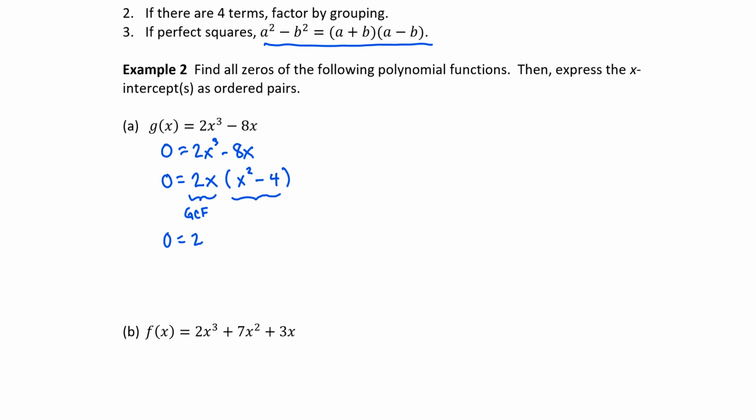Now, I don't want to lose this little monomial term. I'm going to carry that along until I'm done factoring. X squared minus 4 factors as x plus 2 times x minus 2.